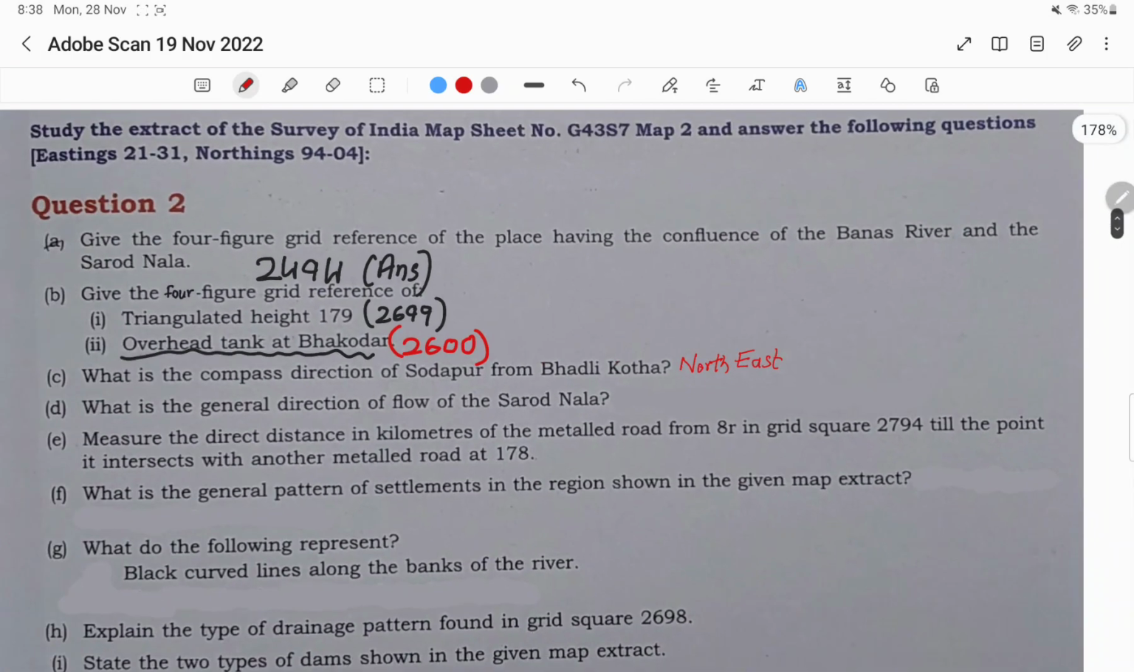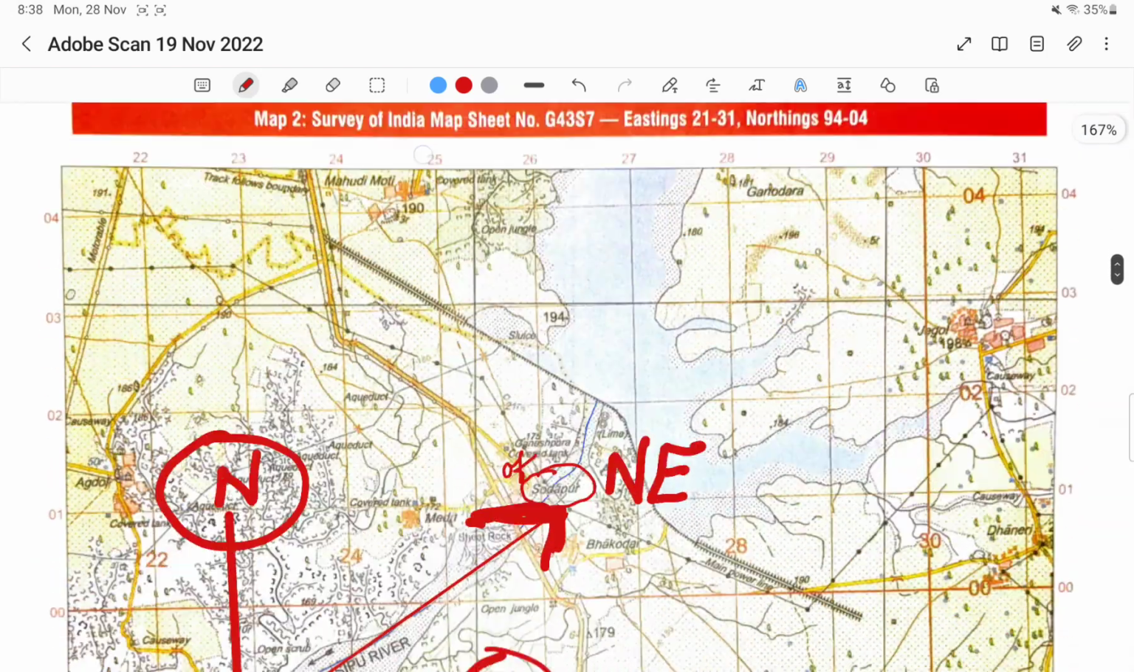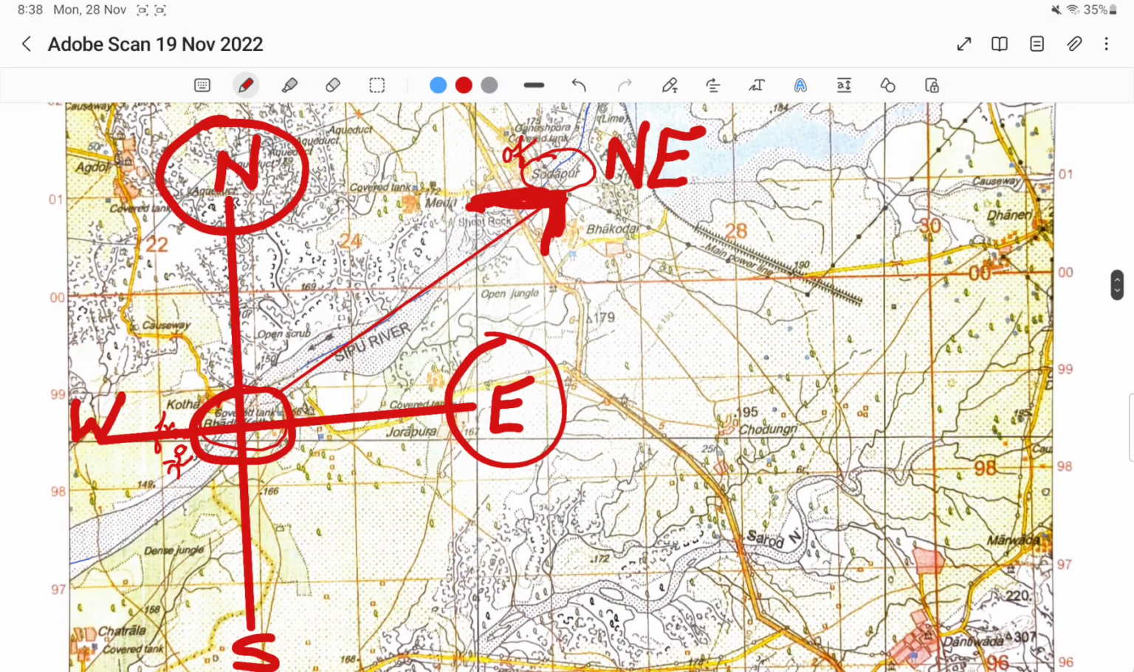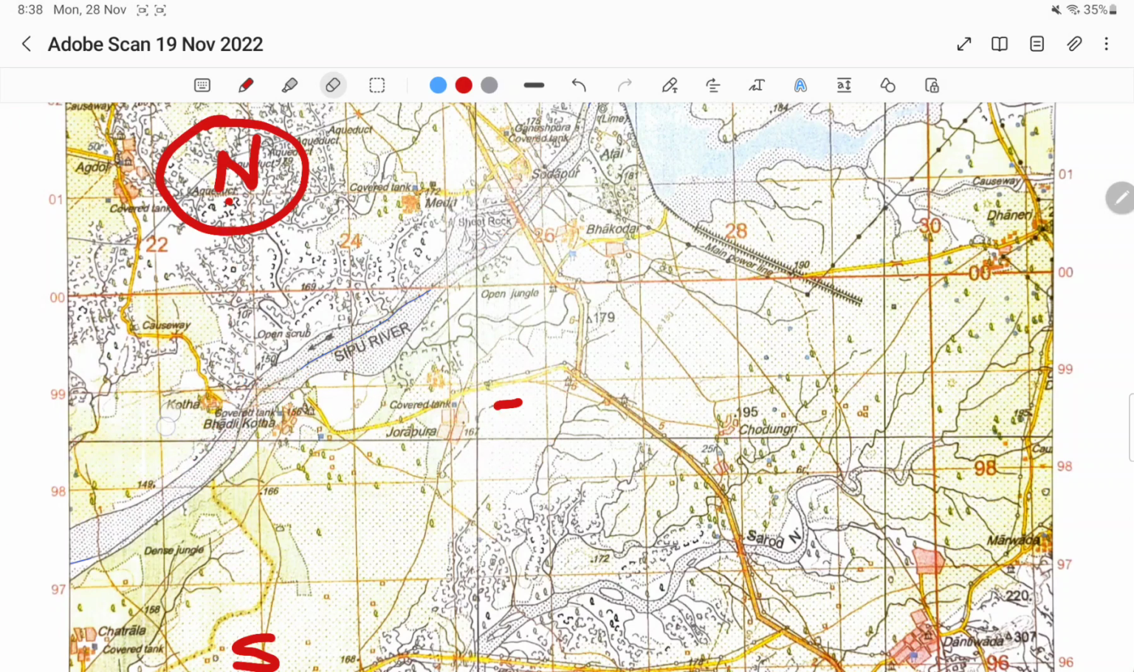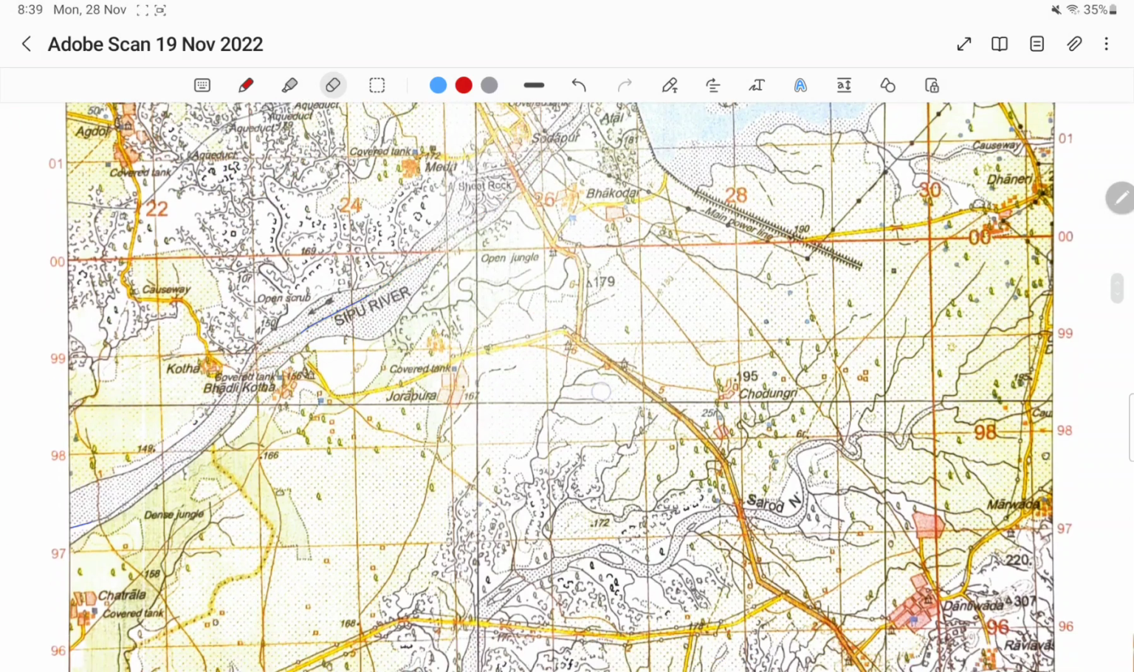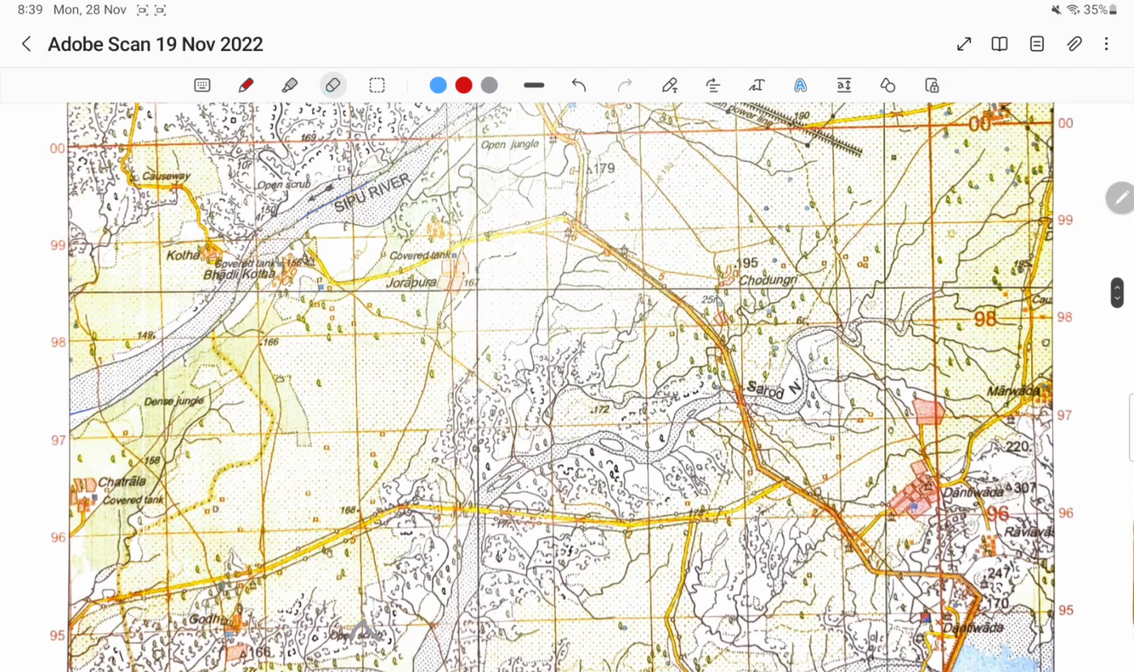Okay, now coming to the next question. Question is, what is the general direction of flow of Sarod Nala? So for this we have to see the contour heights over here in the topo sheet map. Alright, so let's just mark the Sarod Nala before doing anything else. So this is particularly the Sarod Nala. This way it is flowing.